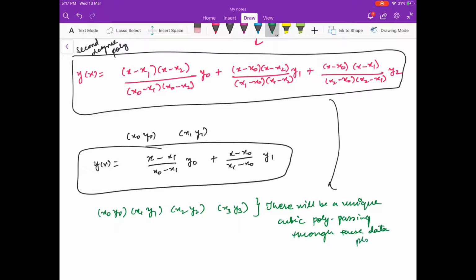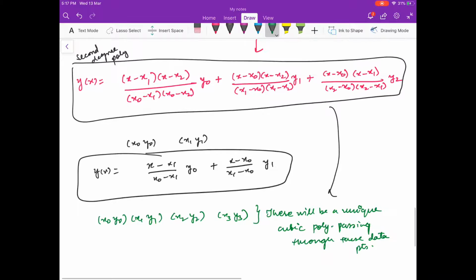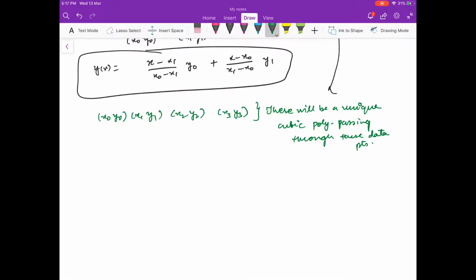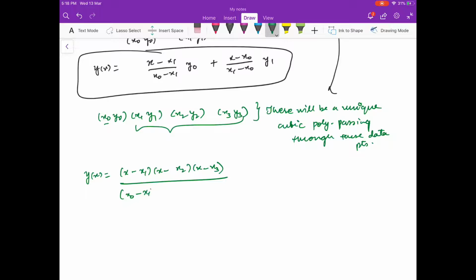And that polynomial can be written as, first you see here, in the numerator you don't have x0, here in the denominator you don't have x1, and here you don't have x2, and in the denominator you are replacing x with x0, here with x1, here with x2. So what you do, you write it like this, and you can actually verify it also. In the numerator first you don't use x0, so you have x minus x1 and use all other data points. So x minus x2, x minus x3, and in the denominator replace x with x0. So you have x0 minus x1, x0 minus x2, x0 minus x3, and multiply it with y0.